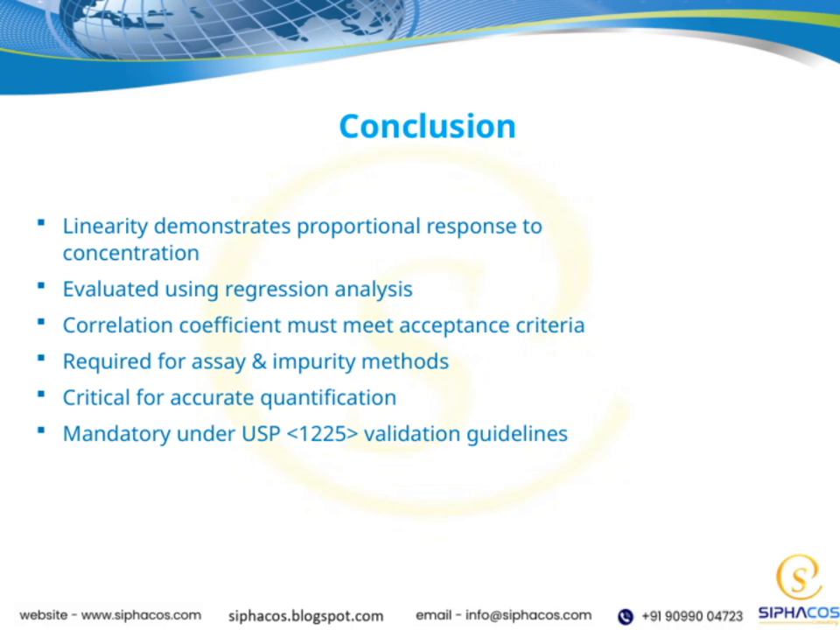This aspect is especially important for both assay methods and impurity testing, where accurate quantification is critical. If the method isn't linear, our results could be misleading, which is why this step is mandatory under USP 1225 validation guidelines. In summary, establishing linearity ensures that our analytical methods are reliable and accurate, forming a core part of method validation and overall quality control.